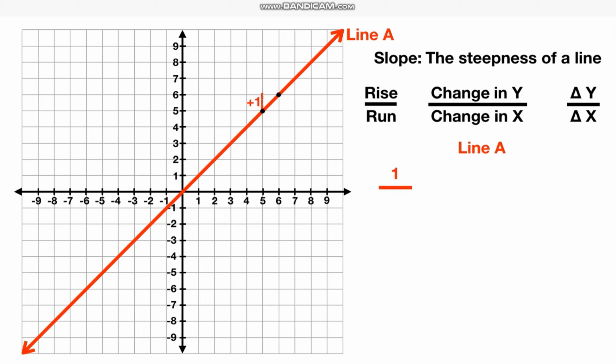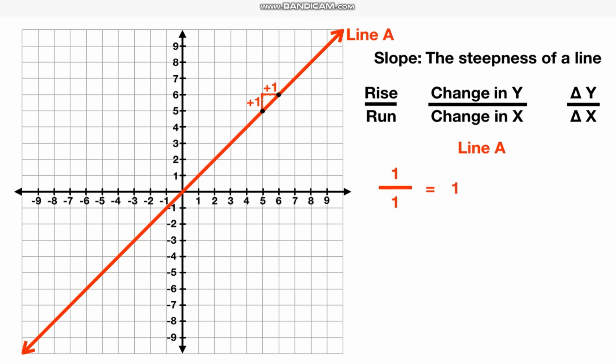Then we divide that by our change in x. The change in x is how far over you move. Here we're moving to the right, or plus 1, so our change in x is 1. 1 divided by 1 gives us a slope of what? 1 divided by 1 equals 1. So this line has a slope of 1. And this will be true no matter which points you pick.